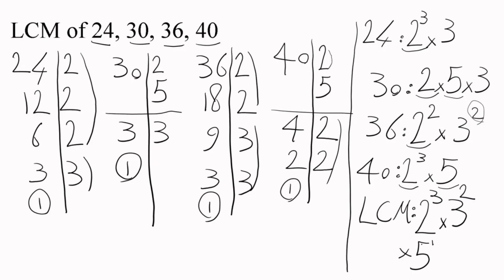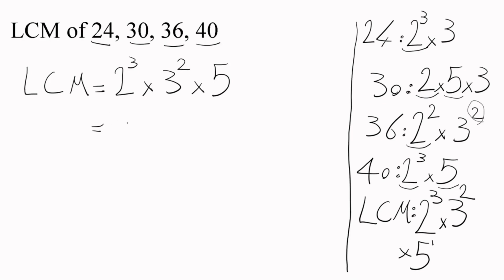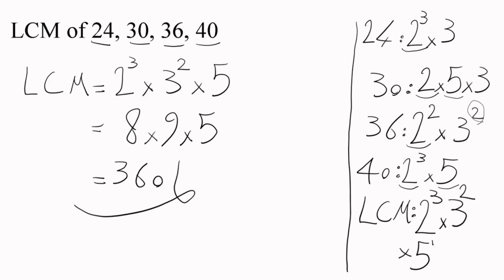Let me erase the board to write the rest. Okay, I'm going to write the rest on the left side. So LCM, as you just saw, is equal to 2 to the power of 3 times 3 to the power of 2 times 5, which is 8 times 9 times 5, which is equal to 360. And this is the correct answer of this example.